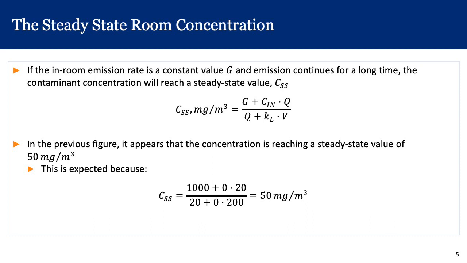So we can apply that equation to our example where we have the Cn is 0 and KL is 0. And so we arrive at our value for the steady state concentration, which is 1,000 divided by 20, or 50 milligrams per cubic meter.